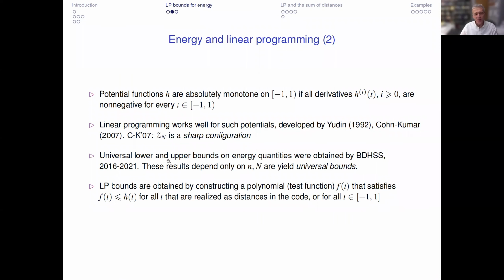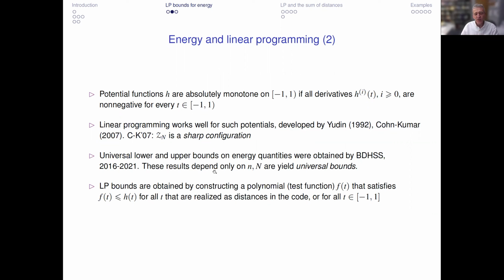Not extending this work, but working on the same problem, this group of five authors, Peter Boyvalenkov and his co-authors, published a series of papers from 2016 to 2021, where the minimizers are sharp configurations. A sharp configuration is a spherical code which has few distances between its pairs of points and at the same time forms a spherical design. So such sharp configurations are indeed energy minimizers.